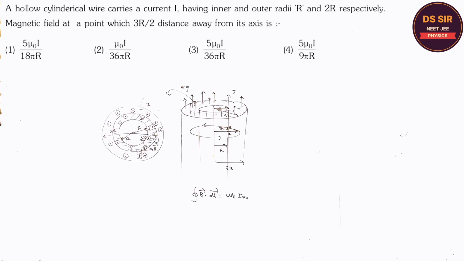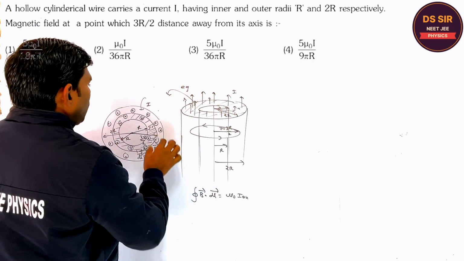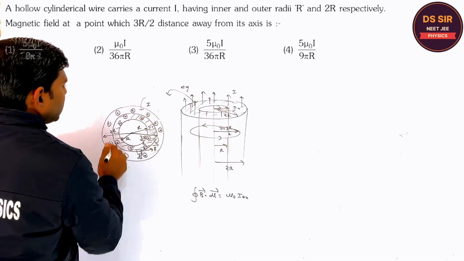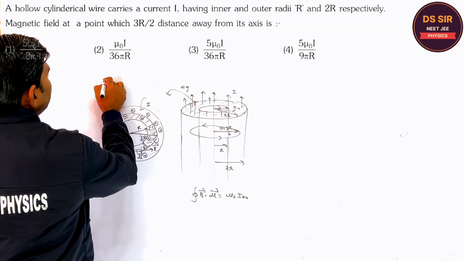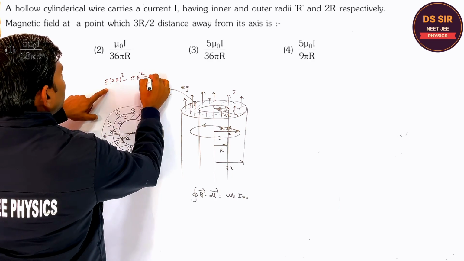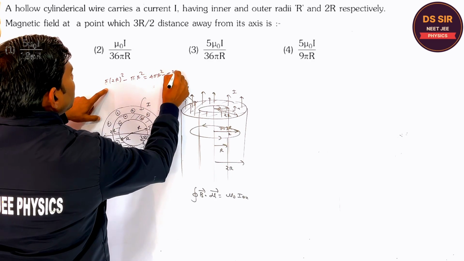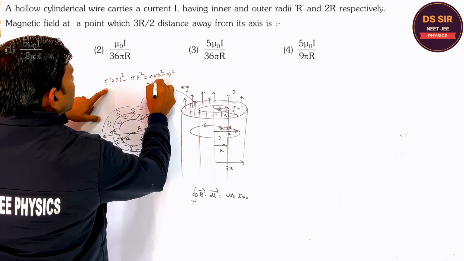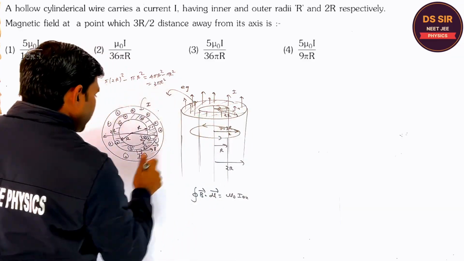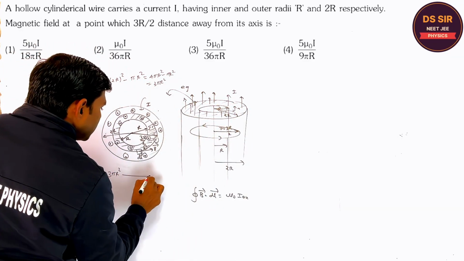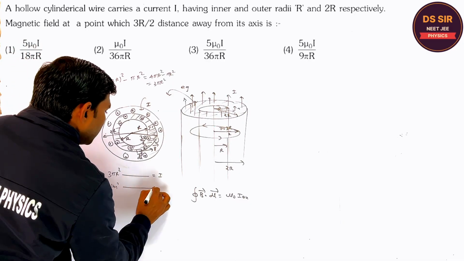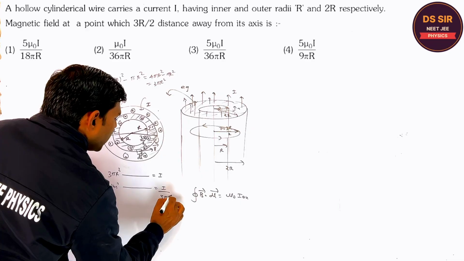Right, using the unitary method. What is the total area? This annular ring has area pi (2R) square minus pi R square, which is 4 pi R square minus pi R square, equal to 3 pi R square. So in this 3 pi R square area, the current is I. For 1 meter square, the current is I upon 3 pi R square.